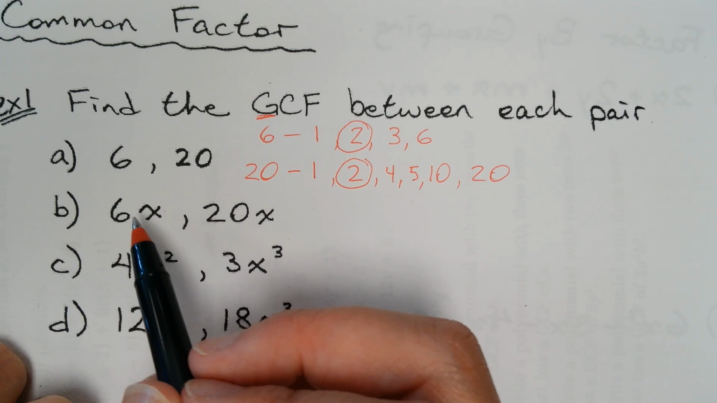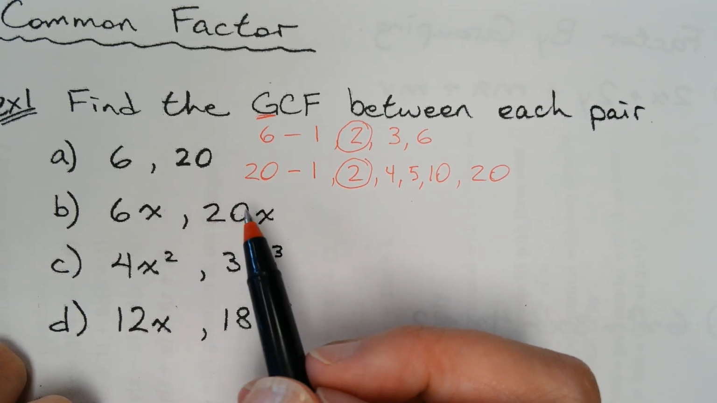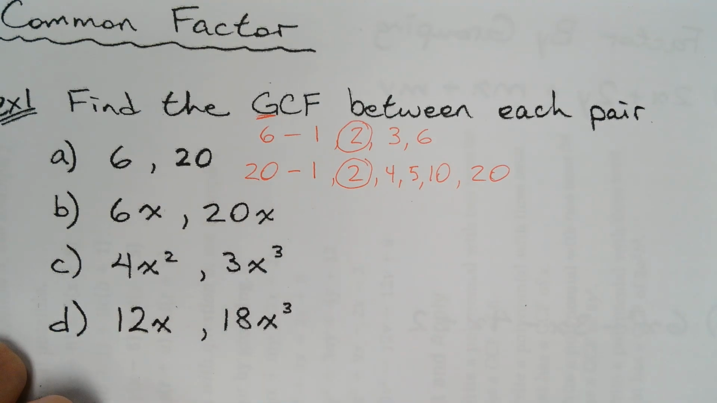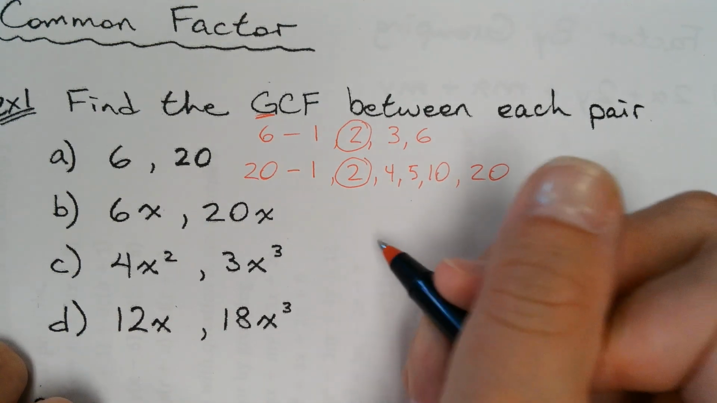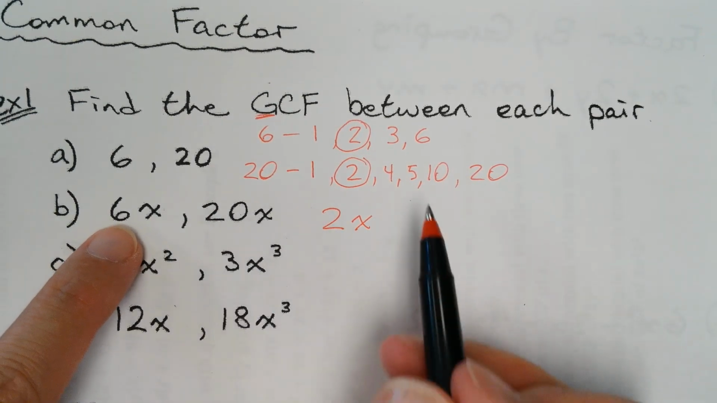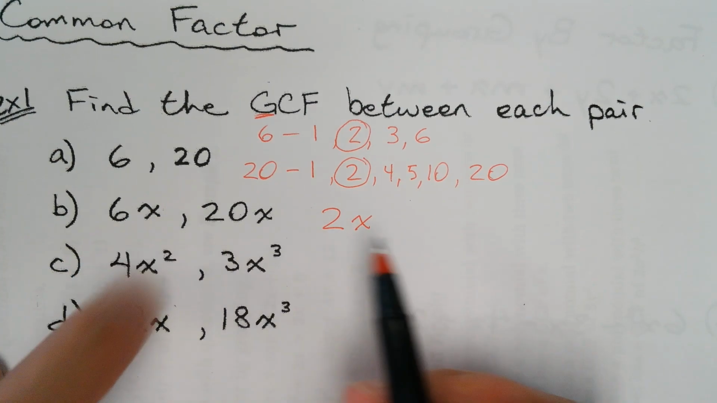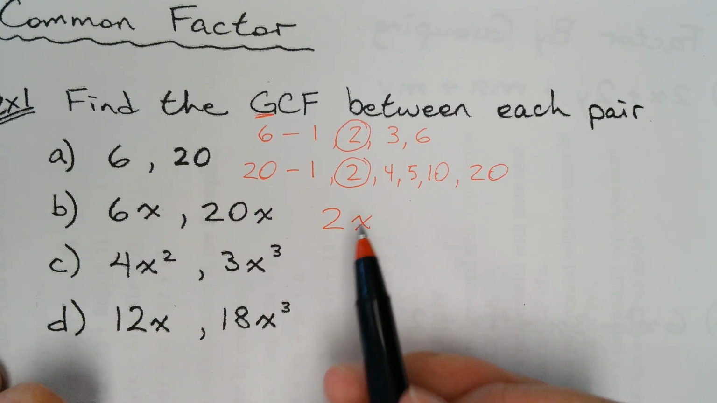So what if I say 6x and 20x? What's the greatest common factor between these 2 terms? Mohammed? 2x. That's right. Okay, so you look at the coefficient the same way. Okay, I see that it's 2. Both of them have an x, so that means that's also common.